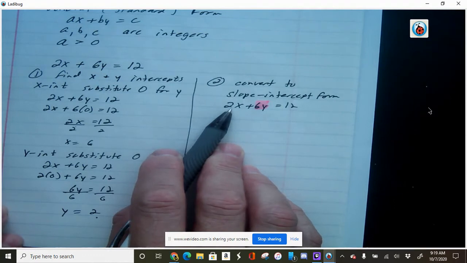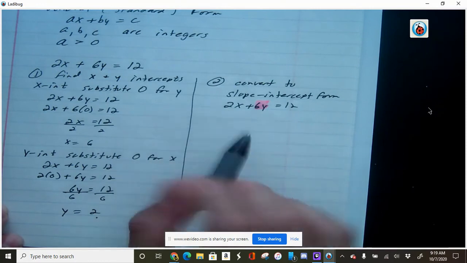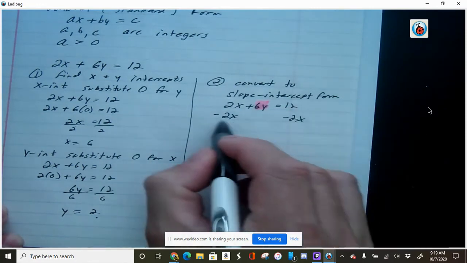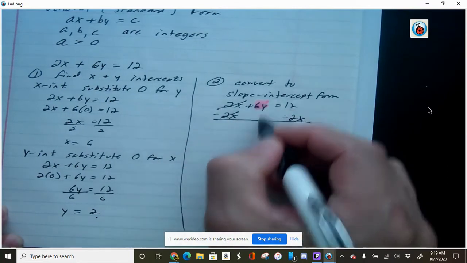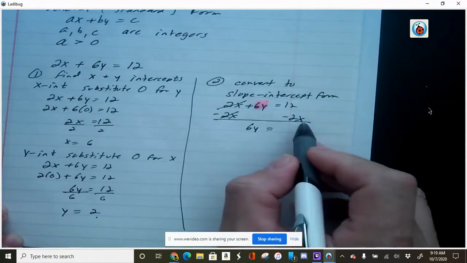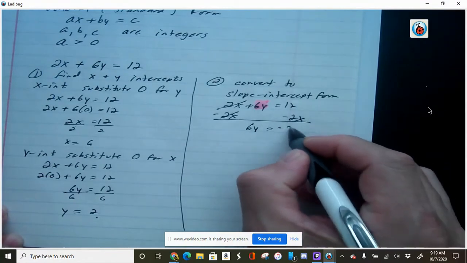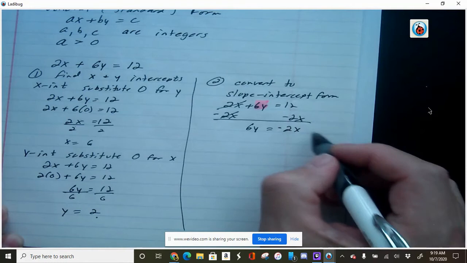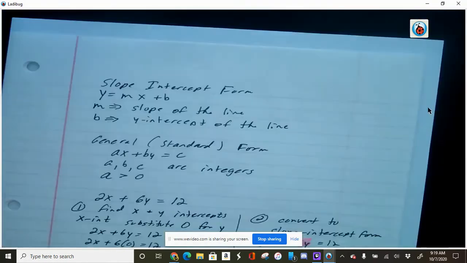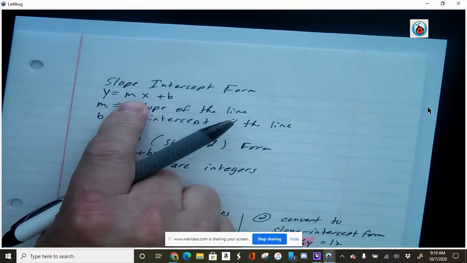No matter what, if there is an x term here, we're going to get rid of it. This is a positive 2x. Its opposite is negative 2x, so we'll subtract 2x from both sides. Let's bring that 6y down. Let's bring the equal sign down, and then we're going to write it with the negative 2x first and then positive 12. Why am I writing the x first? Well, because in slope-intercept form, your x term is written first.